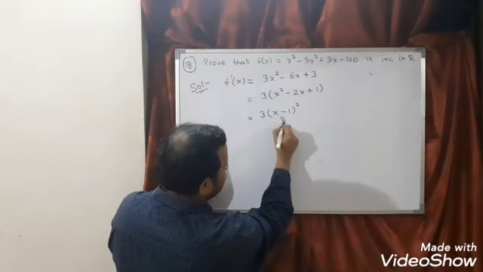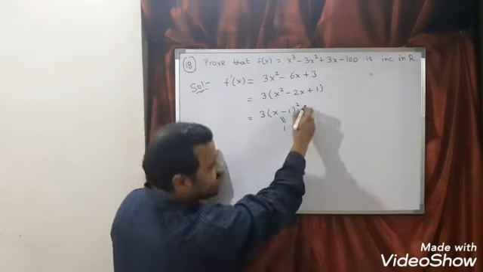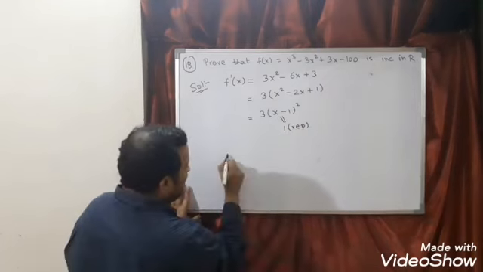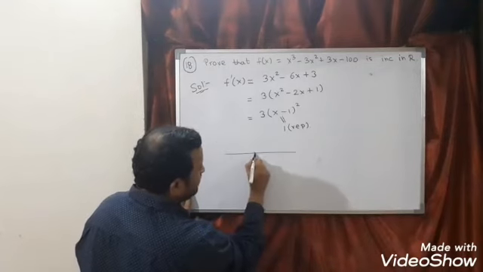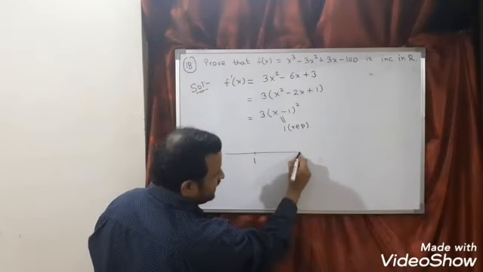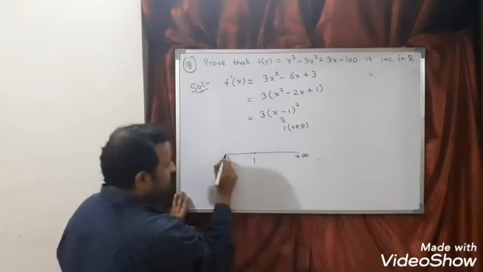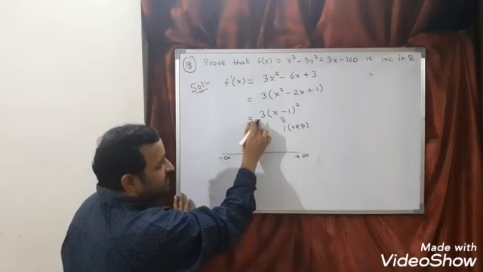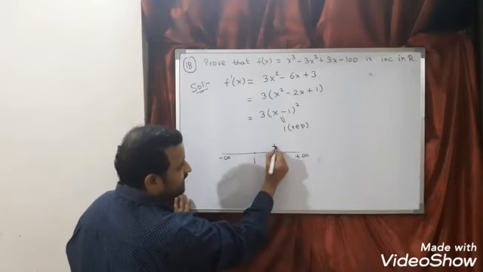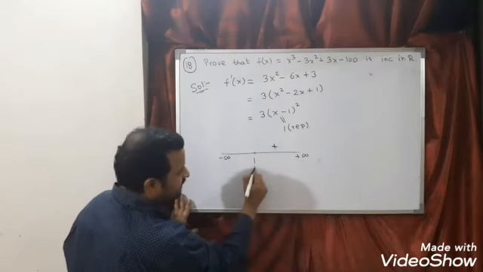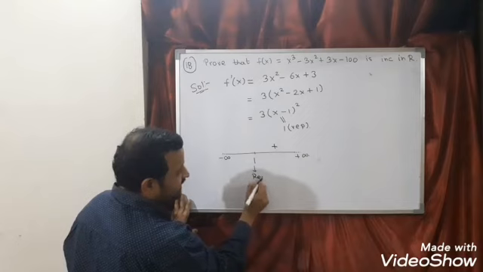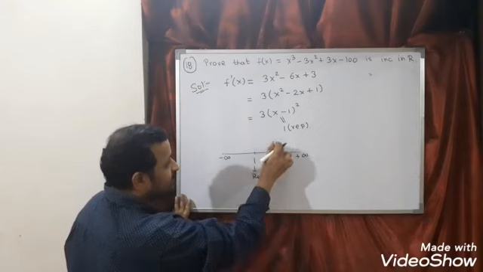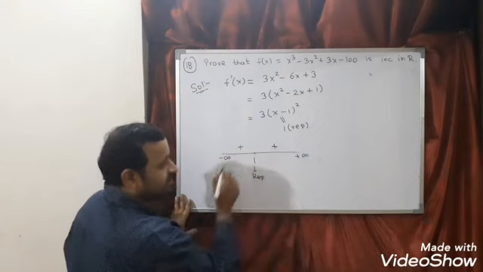What is the critical point here? 1. Since power is 2, I can say it is repeated. Now plot all the critical points on number line. So 1 will come here. Here plus infinity, here minus infinity. What is the outside sign of f dash x? Plus. So here plus will come. 1 is repeated. If critical point is repeated, what sign is there after 1? Same sign. So plus means here also I can say plus.